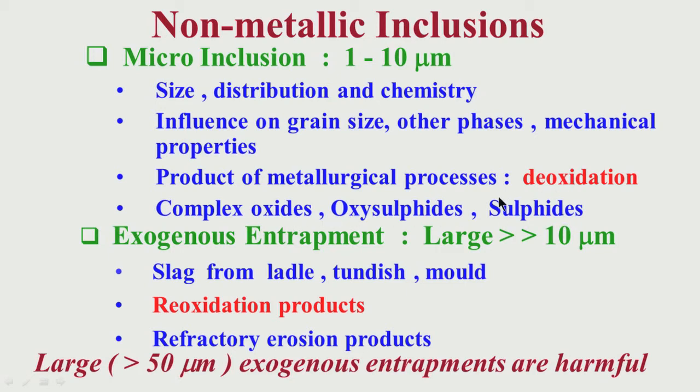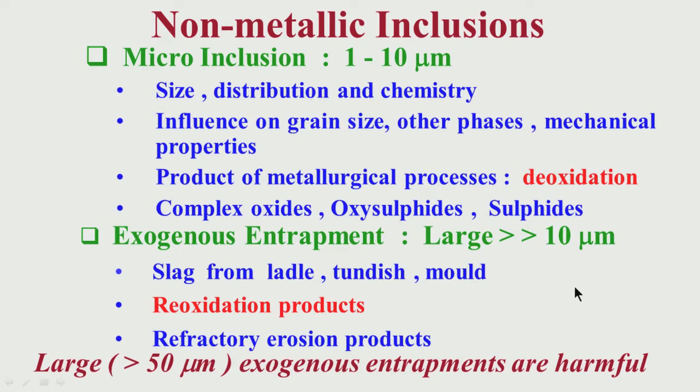There can of course be different types of oxides. I am not talking only of alumina. There may be different oxides like TiO2, titanium oxide. There may be a combination of oxides. So, from the metallurgical processes, whatever inclusions are getting generated, they are finer in size, normally in the range of 1 to 10 micron. And then I talked about exogenous entrapments, which are relatively large in size, much larger than 10 micron.